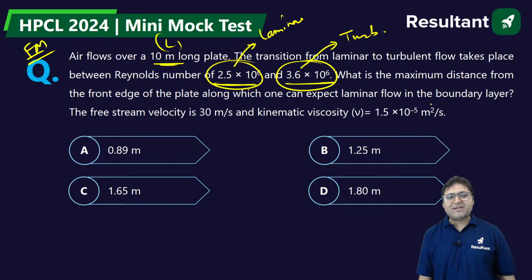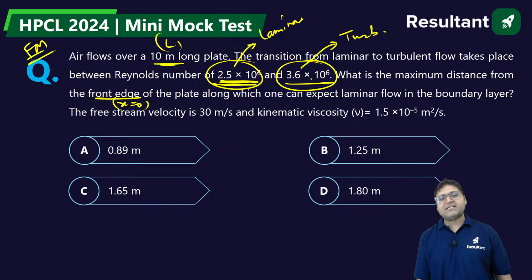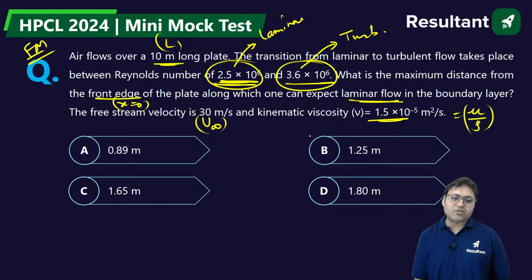What is the maximum distance from the front edge of the plate? Front edge means x is equal to 0, along which one can expect the laminar flow in the boundary layer. Up to 2.5 into 10 to the power 6, the flow is laminar, and then it will be in transition, and beyond 3.6 into 10 to the power 6, the flow is completely turbulent. So we want the flow to remain laminar. The free stream velocity is given as 30 and the kinematic viscosity, mu by rho, is given as 1.5 into 10 to the power minus 5.